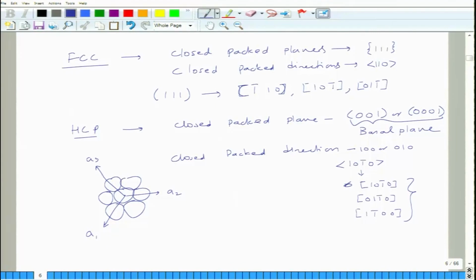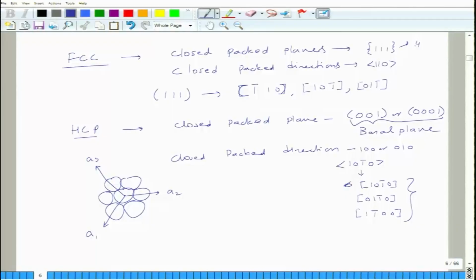In case of FCC, there are multiple choices. 111 planes: there are 4 types of 111 planes. The family has 8, but if you do not consider equivalent planes, then there are these 4, and then you have 3 types of directions in each of them. So, total possibilities are 12. In this case, 4 into 3 will be 12.